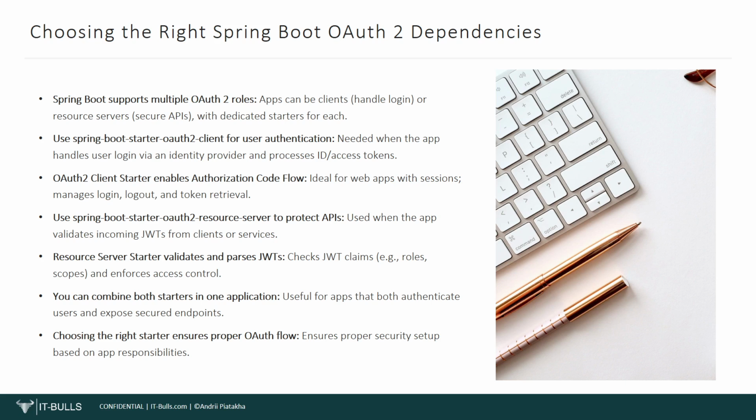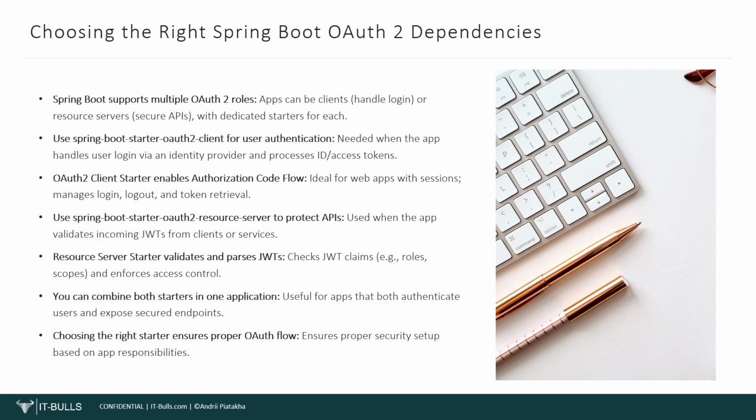On the other hand, we have the OAuth2 Resource Server. This is a very different role. Here, your application is not initiating authentication flows. Instead, it acts as a protected API. It receives requests that include an access token, typically a JWT, and its job is to validate that token and enforce access control. For this scenario, you include the OAuth2 Resource Server Starter. It enables your application to inspect incoming bearer tokens, confirm their signature and claims, and then decide whether to grant access to specific endpoints.